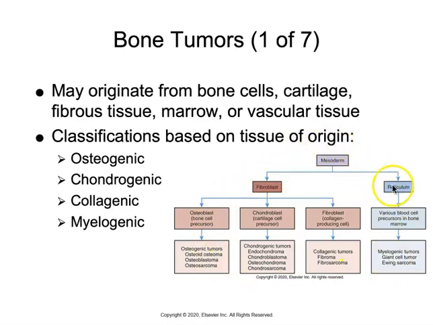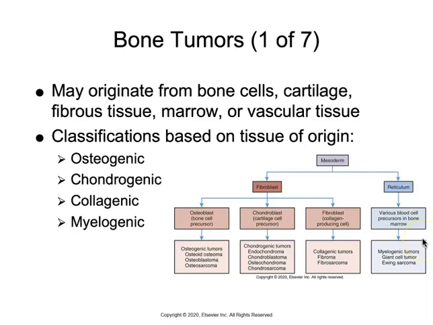So I really liked this figure over here, and it breaks it down into talking about our osteogenic types that originate from our bone forming cells, the osteoblasts. We also have our chondrogenic tumors that are arising from our cartilage forming cells, the chondroblasts, that produce a cartilage-like substance. And then we have our collagenous, which is going to be derived from our fibrous tissue cells, producing collagen-like matrix. And lastly, we have our myelogenic that develop from bone marrow elements.